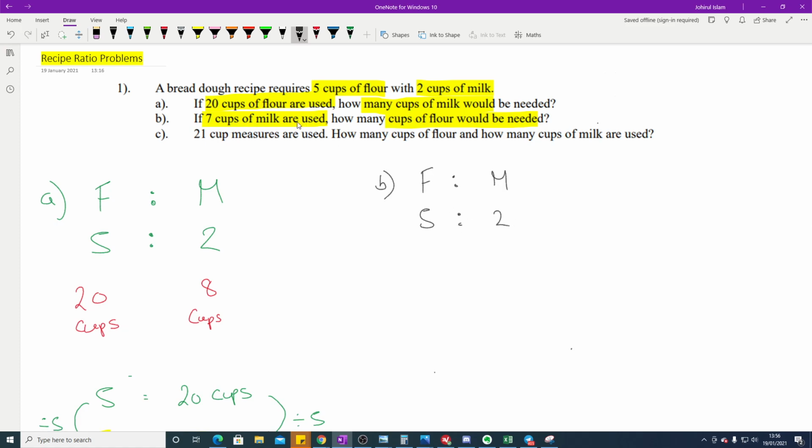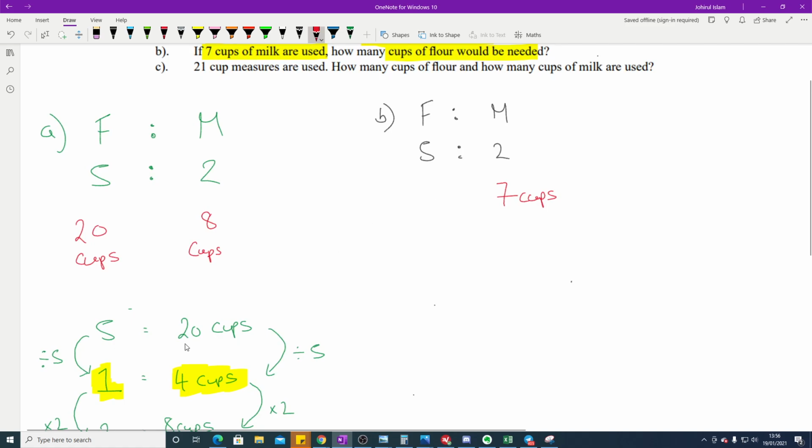And it says here 7 cups of milk are used, right? So this ratio 2 represents 7 cups. So I'm going to just write 7 cups here. Now, because 2 represents 7 cups, we can work out what 1 cup will equal.